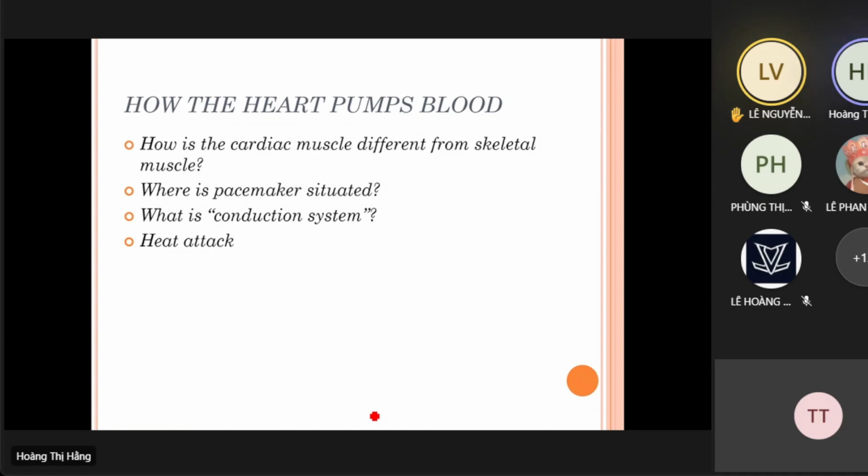Okay? How about heart attack? I think you are a little wrong. I see it says "hit attack" on the slide, not "heart attack". Sorry, my font is misspelling. Heart attack. Thank you. Now, what happens in a heart attack?